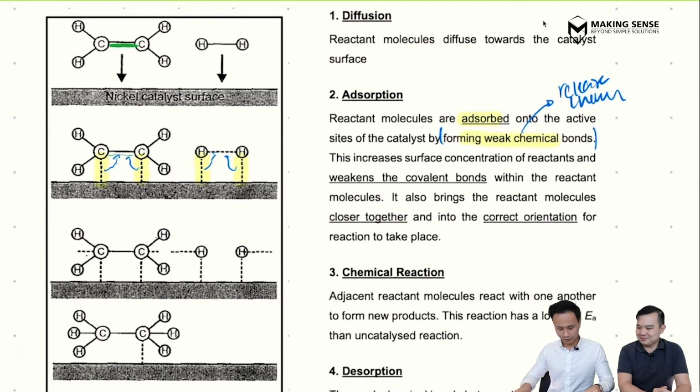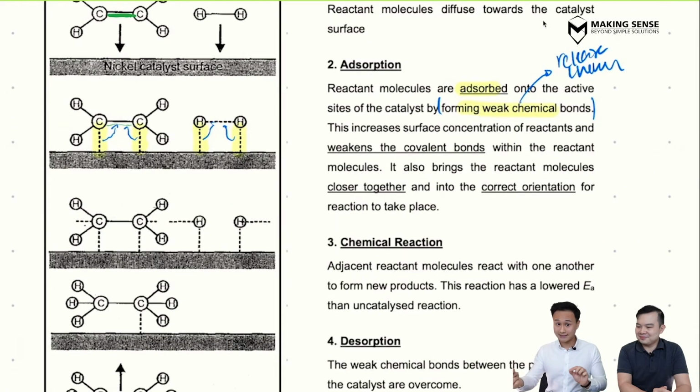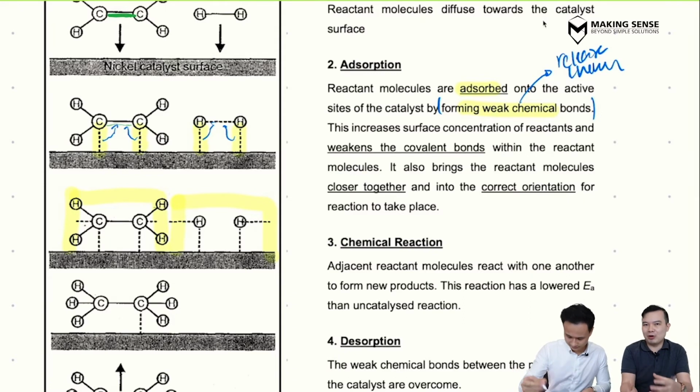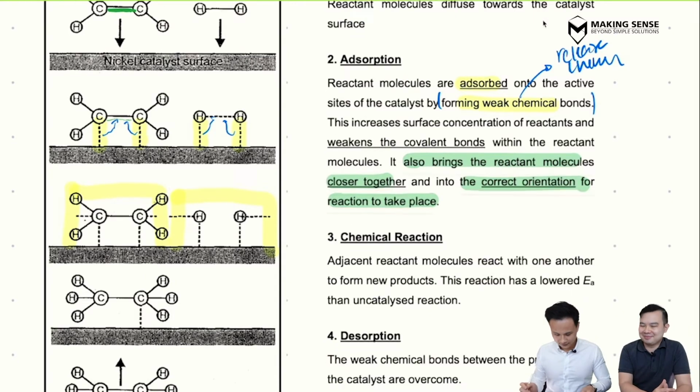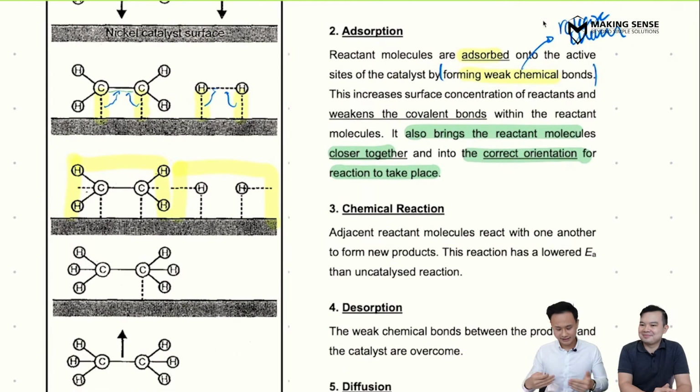Now, after adsorption has taken place, you can see how, Mr. Leong, the reactants are much closer to each other. So when they're a lot closer, is it easier to form new bonds now? Yes, because you increase the surface concentration. So you are orientating the molecules in such a way that they can facilitate the formation of new chemical bonds that helps you to form the products. Exactly. So the next stage is chemical reaction.